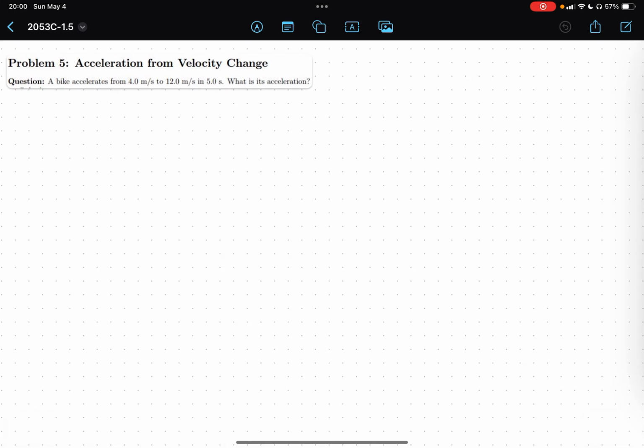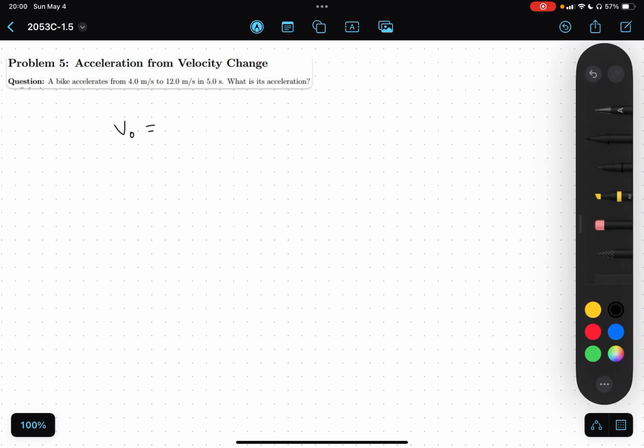Okay, moving on to problem 5. In problem 5, we deal with accelerated motion. So a bike accelerates from an initial velocity of 4 meters per second to a final velocity of 12 meters per second. When we get into these problems, it's going to be very good for you to list out all of your values given to you in the problem. We're also given time of 5 seconds. And I use the variables representing those values.